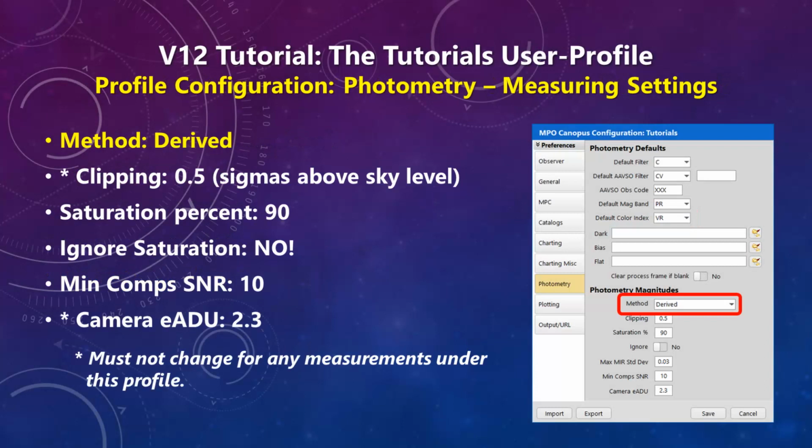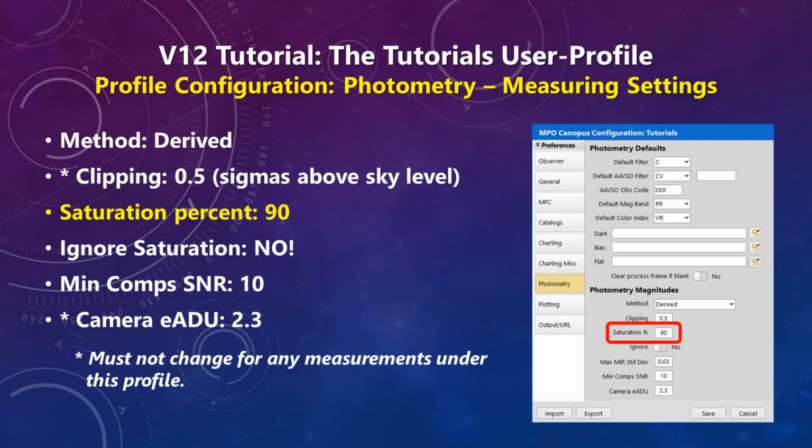This affects how the target magnitude is found using the instrumental magnitude of the targets and the comp stars. Set clipping to 0.5. This affects the measured instrumental magnitudes. You must use the same value, which can be other than 0.5, for all images that are measured using this profile. Otherwise, the derived magnitudes will not be the same depending on the setting.